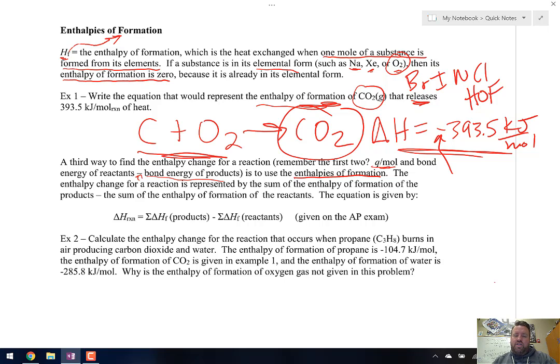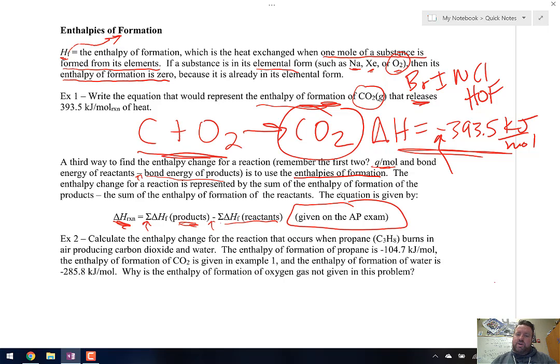Okay, the third way that you can find the enthalpy change for a reaction is to use that epsilon there, which is the sum of. So we're going to take the sum of the enthalpy of formation of the products, and we're going to subtract the sum of the enthalpy of formation of the reactants. This equation is one of the equations given on the AP exam equation sheet, so you will have that available to you.